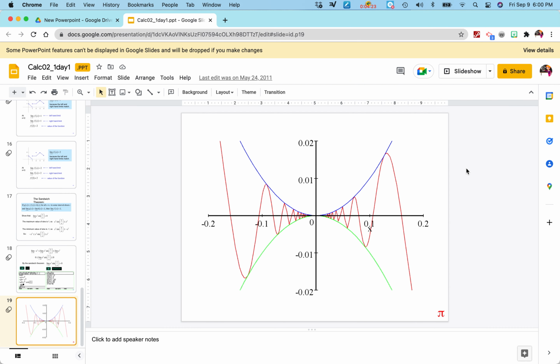Here's a graph of that same situation. In blue, you see y equals x squared. In green, you see y equals negative x squared. And here is the other function, x squared times sine 1 over x. Notice how the function is sandwiched between those other two functions. So you can see graphically how the answer would be 0, but also how it's sandwiched or squeezed in between. And that is the squeeze theorem.